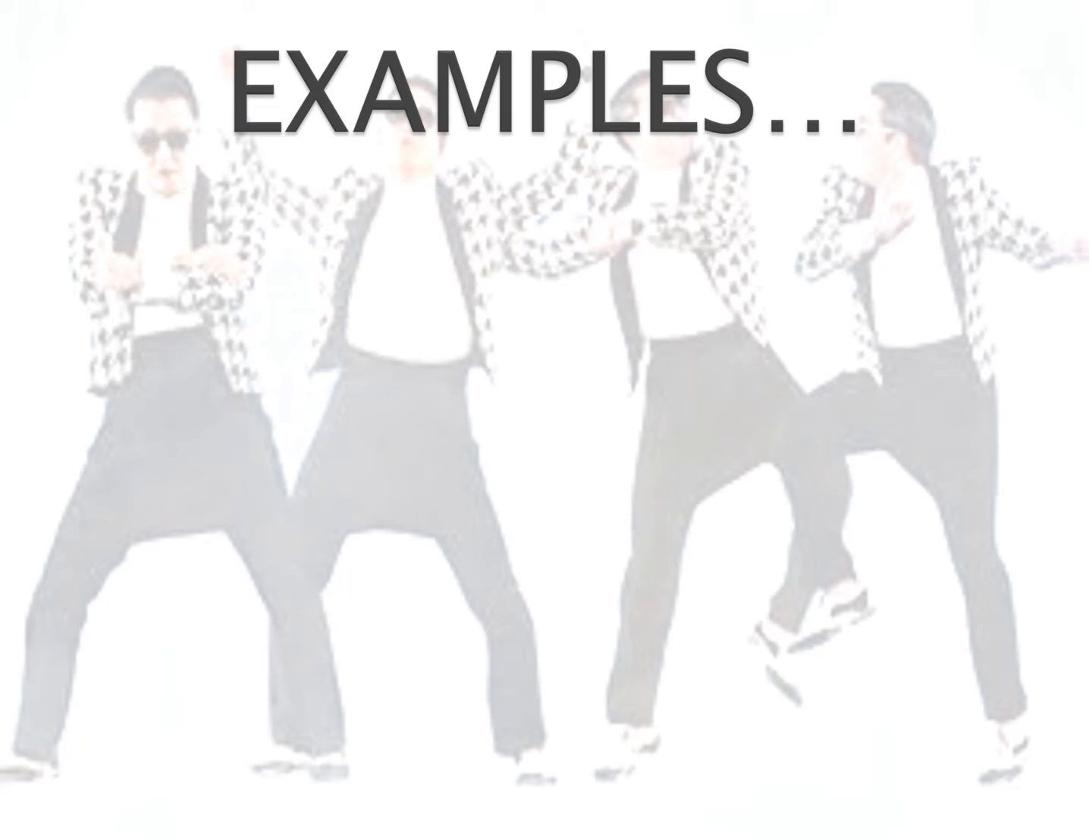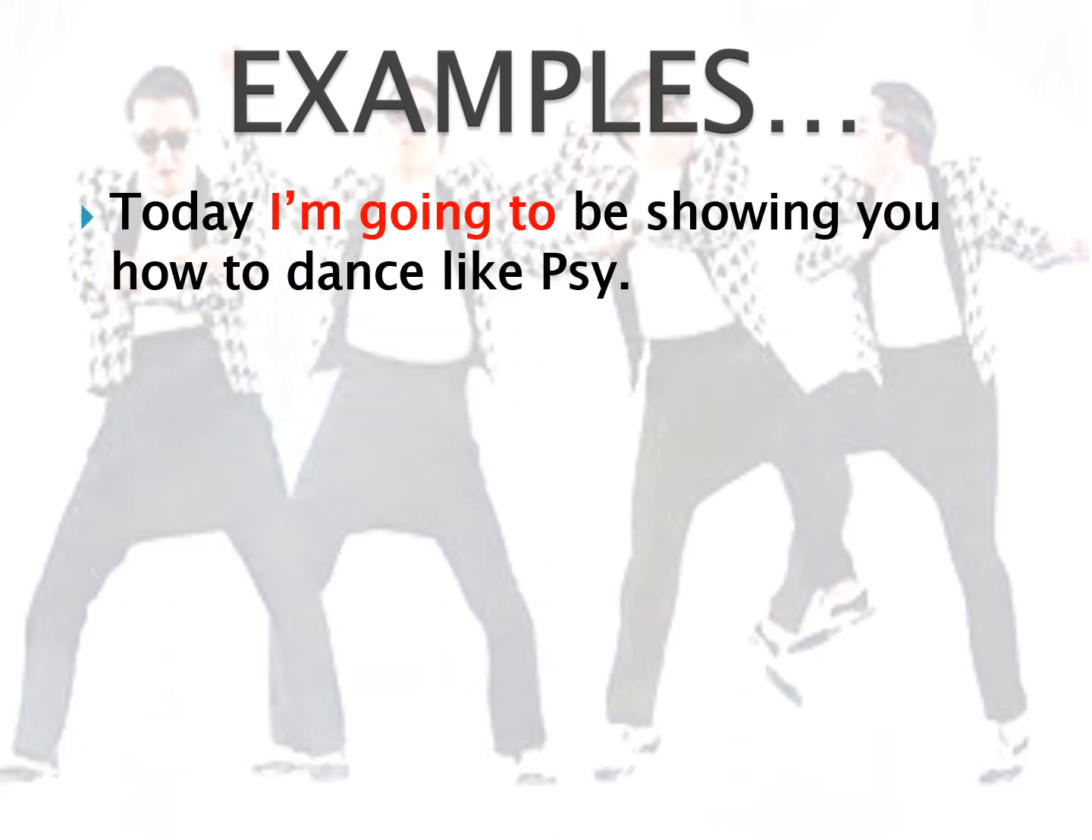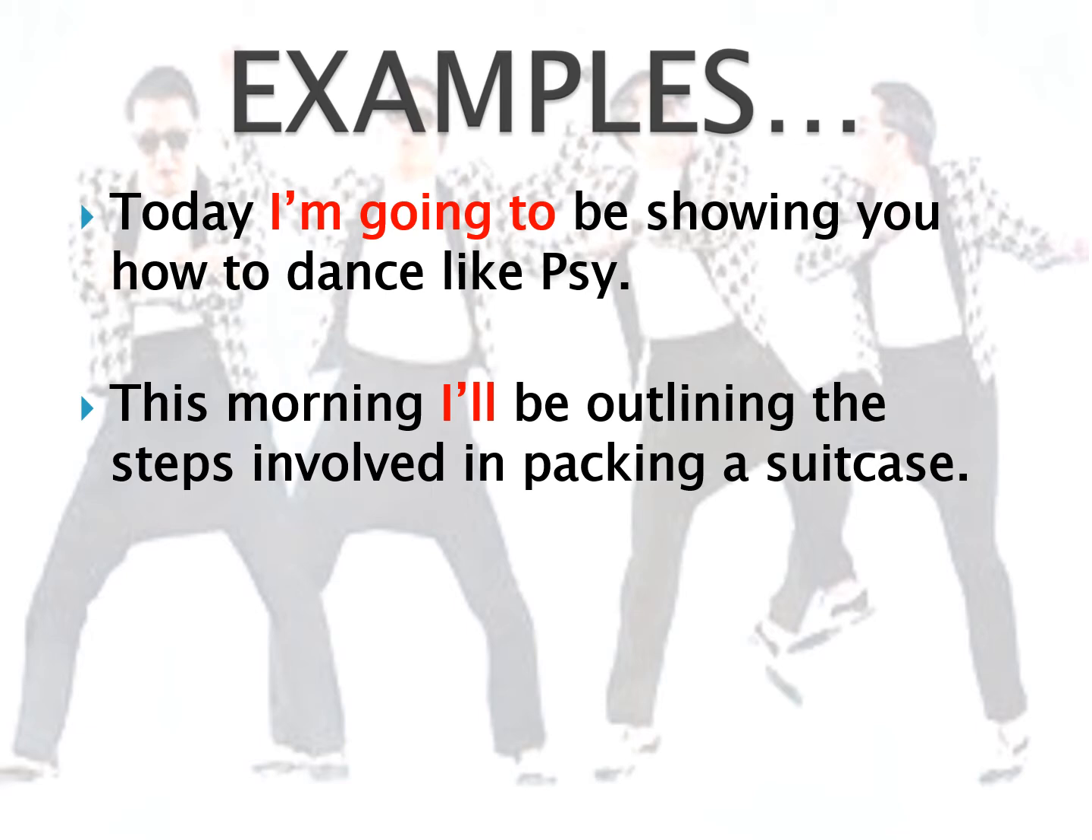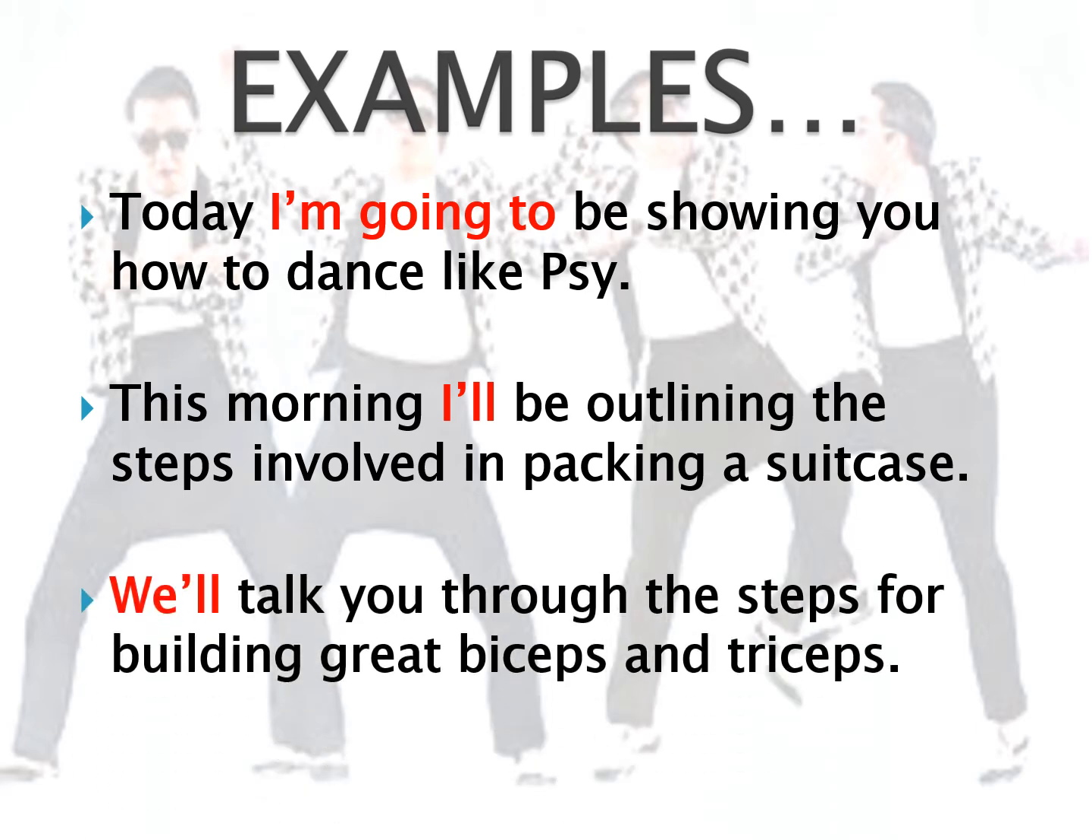A few examples of a topic sentence might be like this. If I was doing something, say, for my hobby project, I might say, today I'm going to be showing you how to dance like Psy. Or this morning, I'll be outlining the steps involved in packing a suitcase. Or we'll talk you through the steps for building great biceps and triceps.